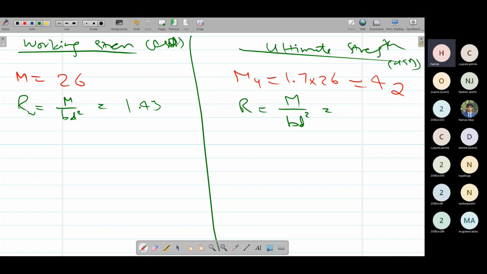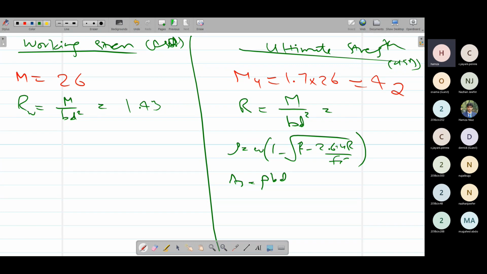Now in case of ultimate, we can use rho value as omega, 1 minus square root of 1 minus 2.614 R over fc dash, simply the usual procedure. As equal to rho bd, we can calculate like this, simply calculation.